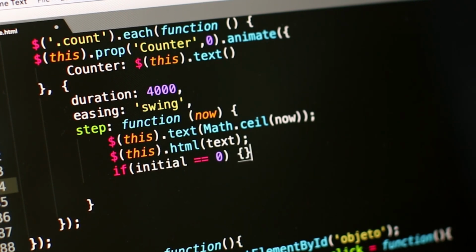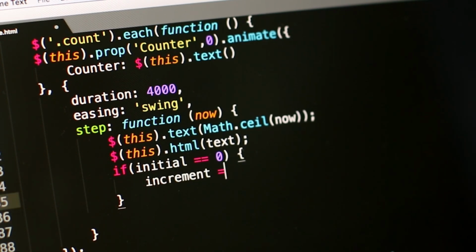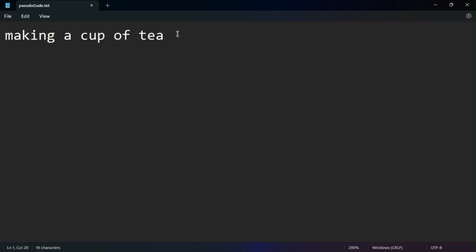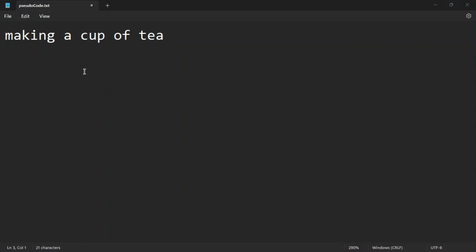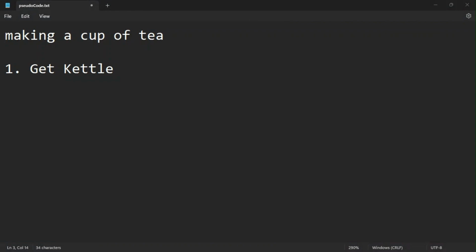So let's look at a non-coding example that everyone can understand to illustrate how to use pseudocode. And this example will be how to make a cup of tea. Okay, what would be the first logical step? Probably we'd need to get a kettle. Because we are making tea, we should probably fill that kettle with some water.